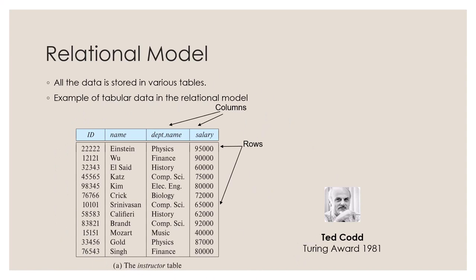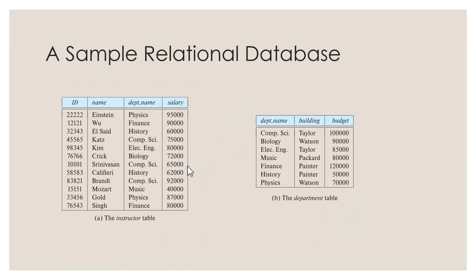Edgar Frank Ted Codd was an English computer scientist who, while working for IBM, invented this relational model for database management. This is a sample relational database. Here we have another table called department. It has 3 attributes. On the columns here, we have department name, building, and then budget for each department.